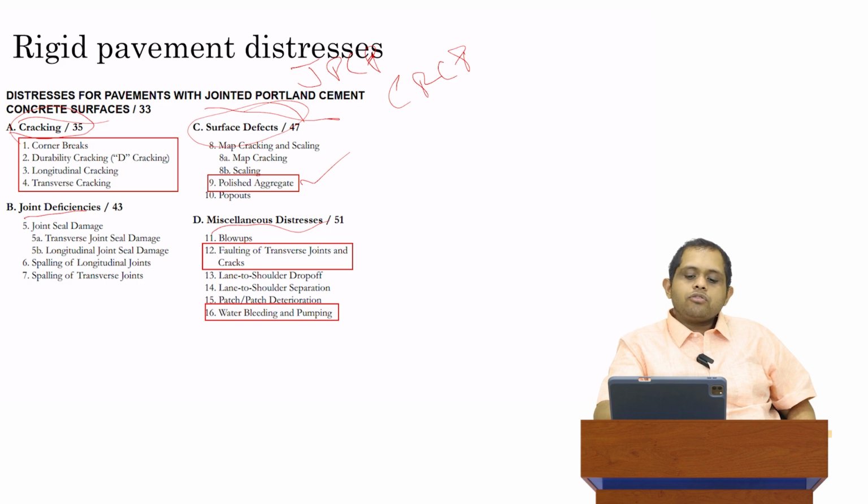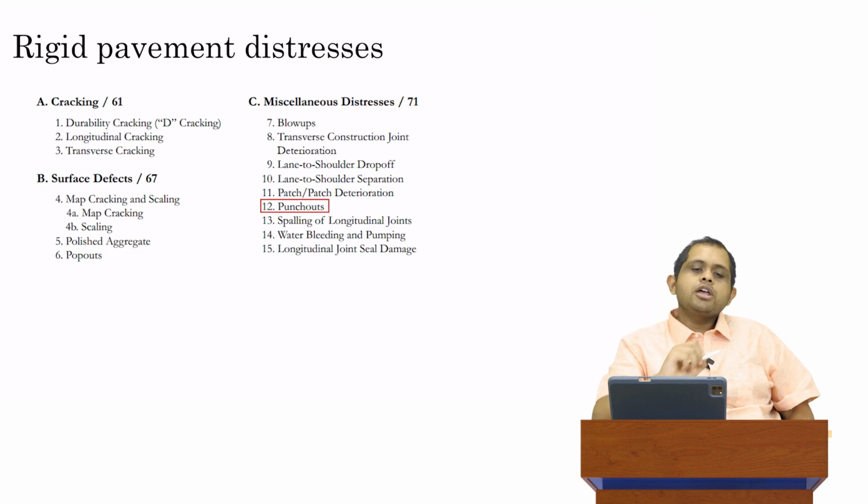We'll be looking at one called faulting, which actually is so important that we'll talk about it first. So we'll talk first about faulting, and then we'll move back to talk about the others. And we'll also talk about one called water bleeding and pumping, which is actually very, very relevant to India during the monsoon, and it's fairly common to see. And I'll show you a picture of it, and I'm sure all of you can relate to it once I show you that picture.